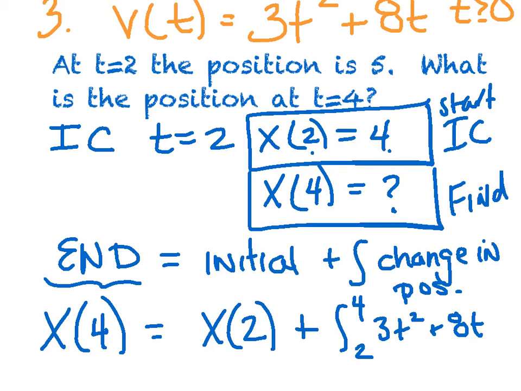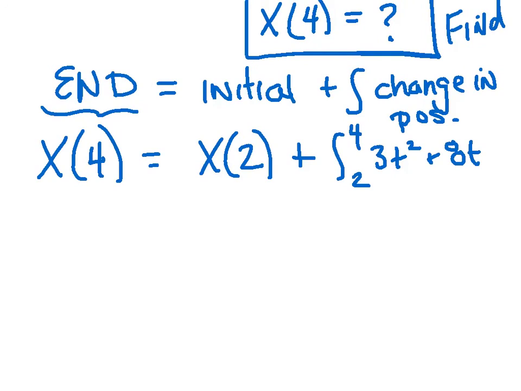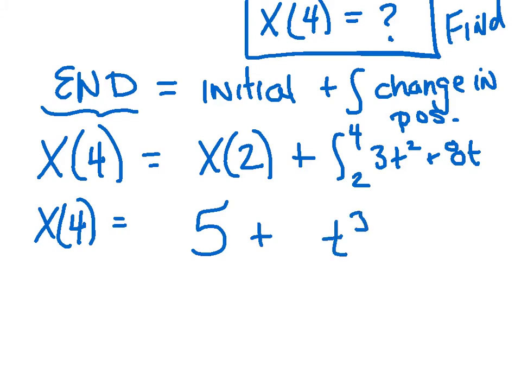So to get this position function, I have to integrate velocity. Hopefully that's pretty obvious. Initial goes on the bottom, what you want to find goes on top. So now we'll just keep going with it. X of 4 then is equal to, we said we had an initial value of 5, plus, just go ahead and integrate here. I've got t cubed plus 4t squared from 2 to 4.